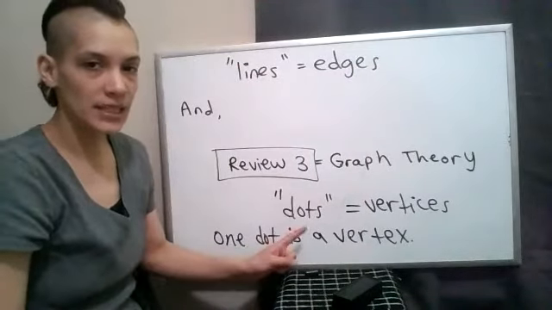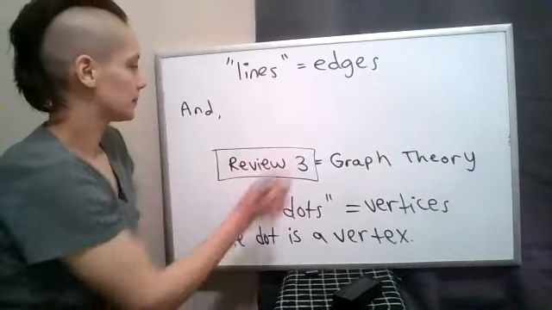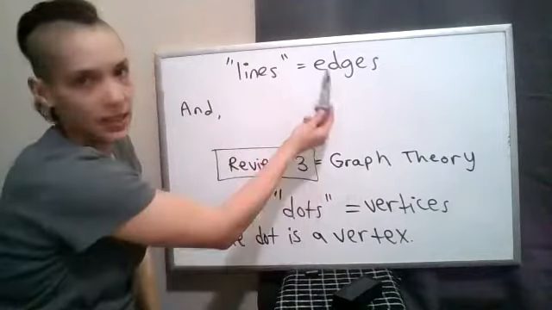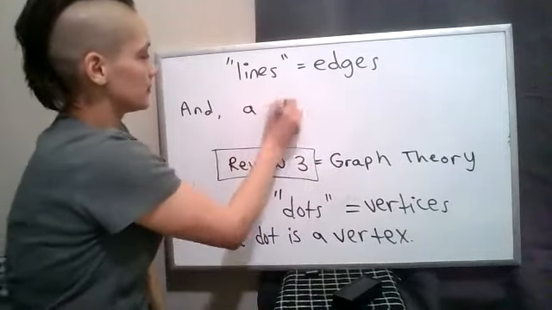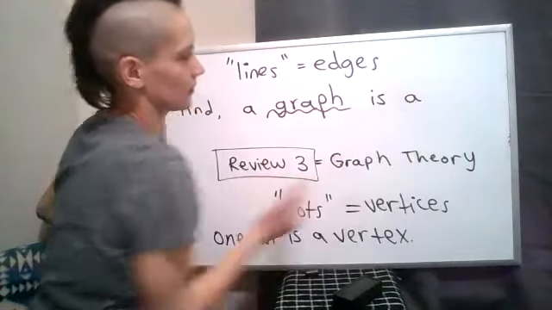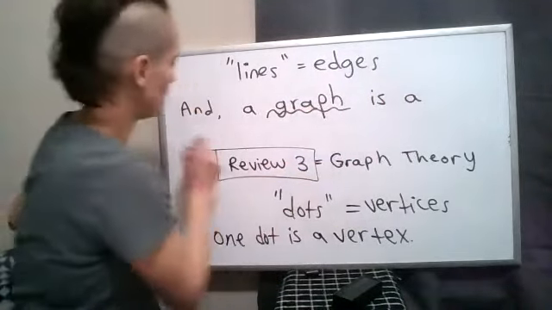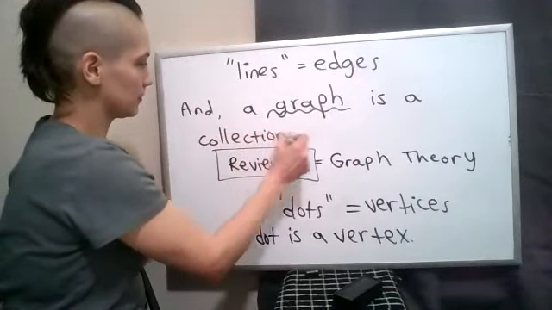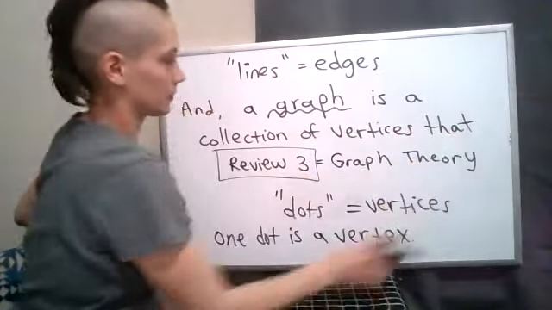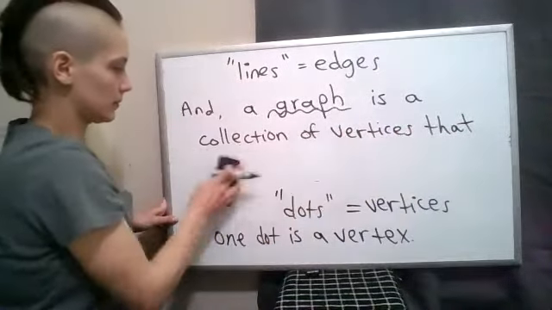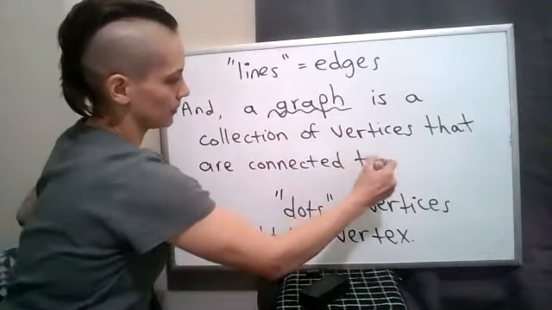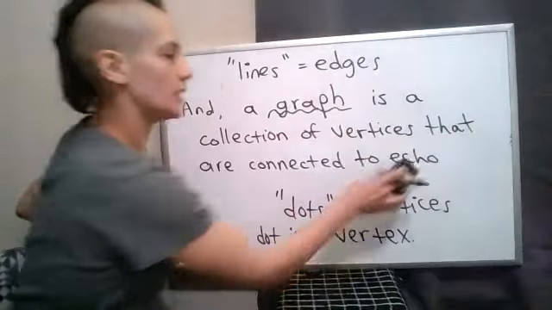Graphs are vertices that are connected to each other by edges. And it has to go from one vertex to the other vertex, touching both of those vertices. Like the edge has to touch both sides. E-A-C-H.